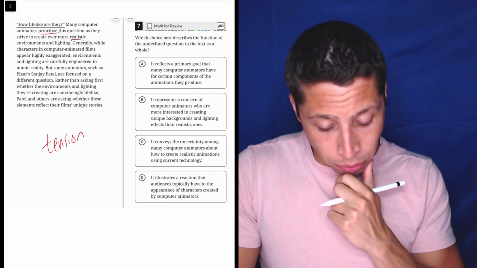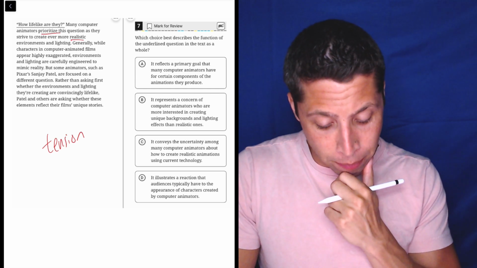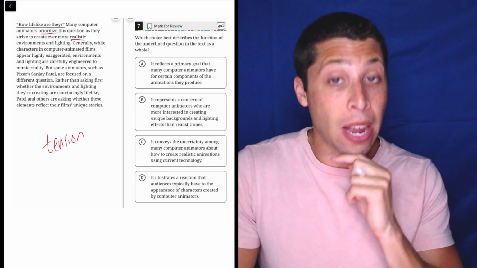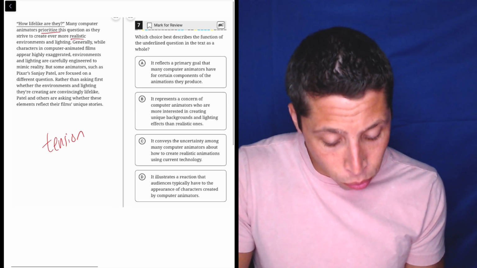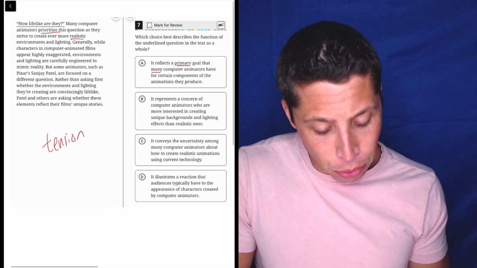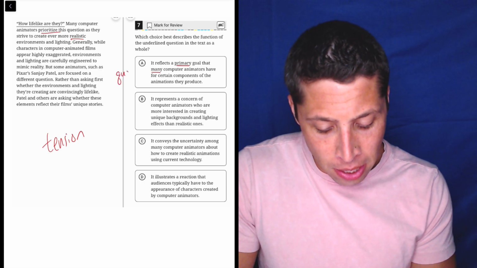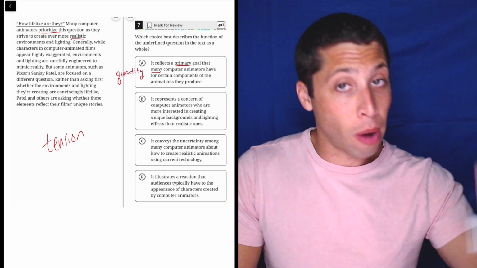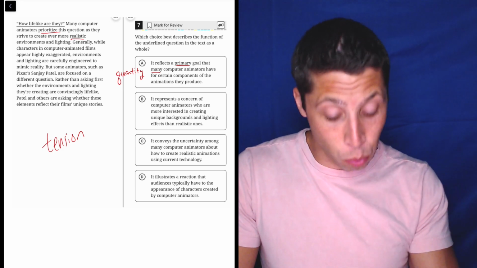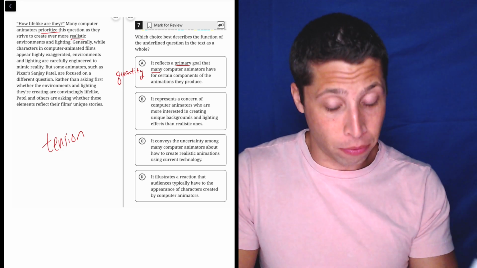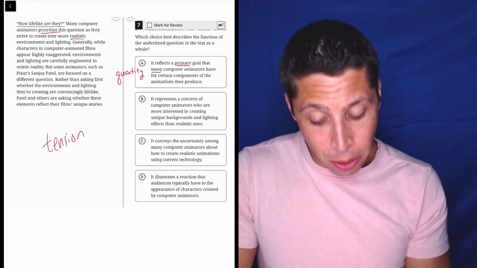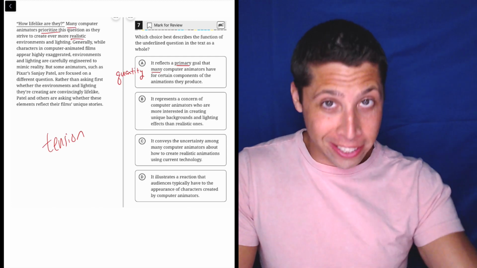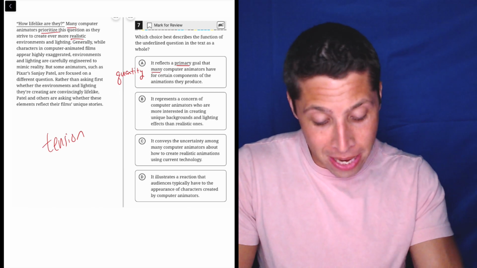Choice A. It reflects a primary goal that many computer animators have for certain components of the animations they produce. Now, there's two things in that choice that bother me: primary goal, many computer animators. There's a lot of traps on the SAT that have to do with quantity words. Primary is a very powerful word. Many is a very powerful word. But notice if we go back, it says it is many animators. And if they prioritize it, then it might be a primary goal.